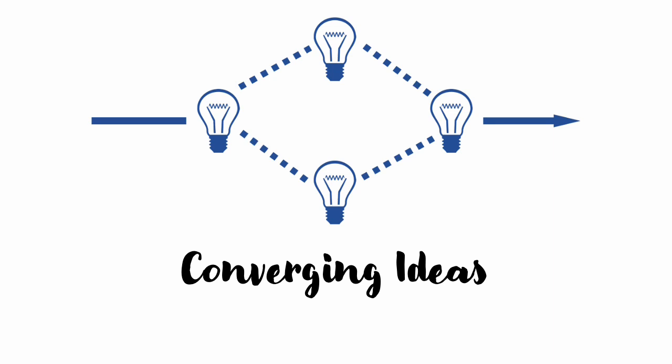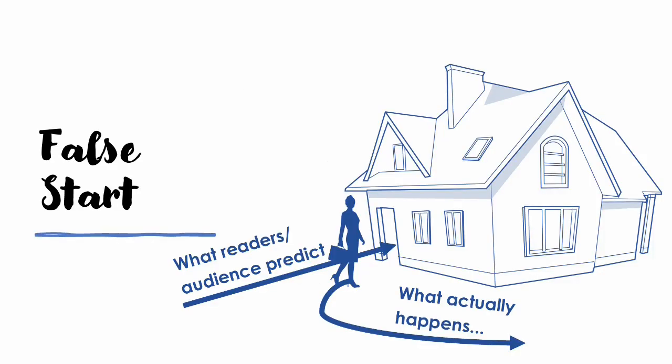The difference between the converging ideas and the nested loop strategy is that unlike the nested loops, where a central story is complemented by other stories, the converging ideas have several equally important stories that come to a single strong conclusion. There is also false start.